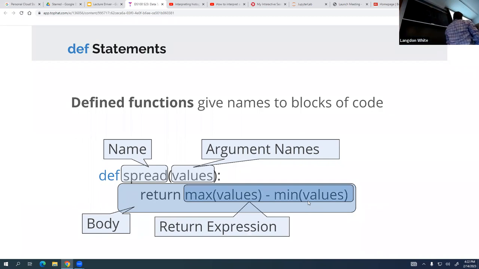But then this other part of it is called the return expression, okay? Another interesting characteristic of a method is it has the option to return information. For example, with the max function, it takes in a set of numbers and it will give you back the biggest, okay? That is the return value, which is given to you by the return expression.